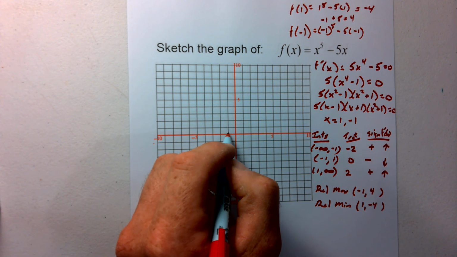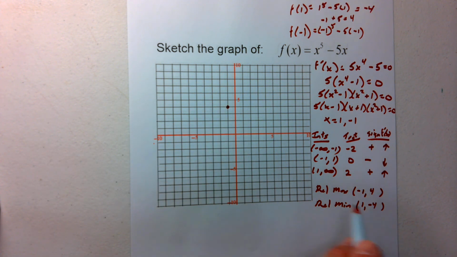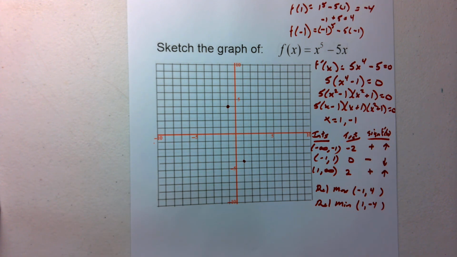Nothing wrong with that. So we have negative 1, 4, 1, 2, 3, 4. We're going to plot that point. And then 1, negative 4. We can go ahead and plot that point as well.